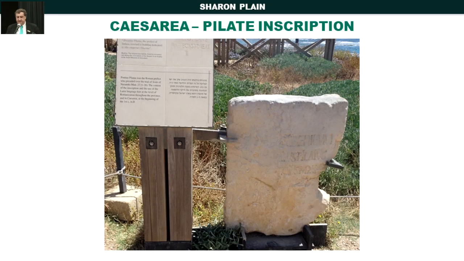Now, in the 1960s, an inscription was found at Caesarea which had on it the name of Pontius Pilate, who ruled Judea and gave the order to have Jesus crucified. Now, today there's a replica of it near Herod's palace.